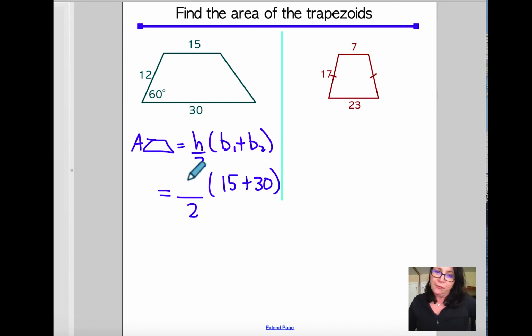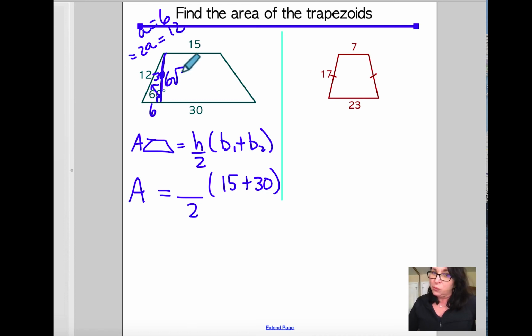So in order to find the height so that I can find the area, I'm going to use this very, very special right triangle on the left here. Across from a 60-degree angle is a root 3. Across from the 90 in a 30-60-90 triangle is equal to 2a. So if 2a is equal to 12, then a would equal 6. That means across from the 30, which is up here, is 6, and across from the 60 would be 6 root 3. So that value, 6 root 3, is my height for this problem.